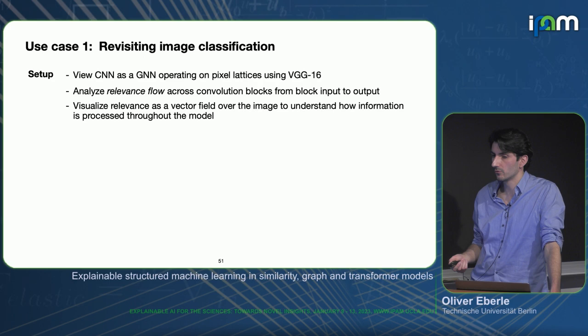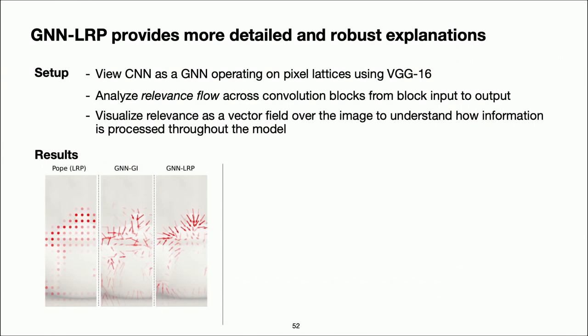So maybe to make this a bit more clear, this is the standard heat map type of explanation that you would typically get. So you just get a single relevance score for each of your nodes.